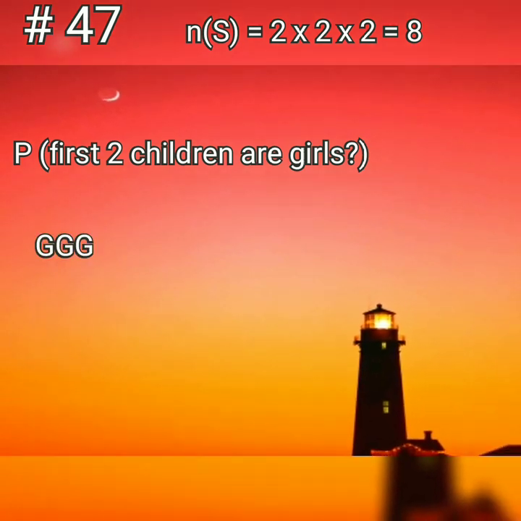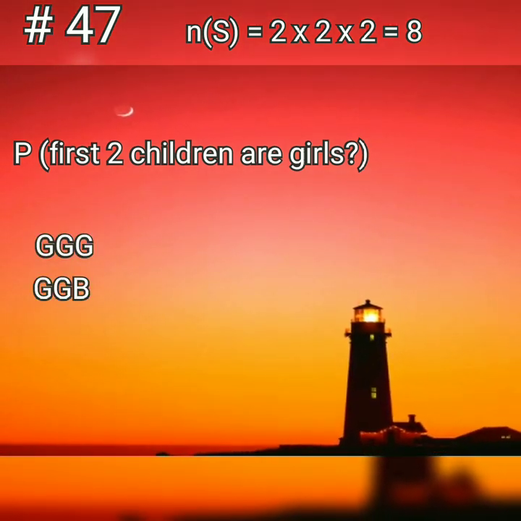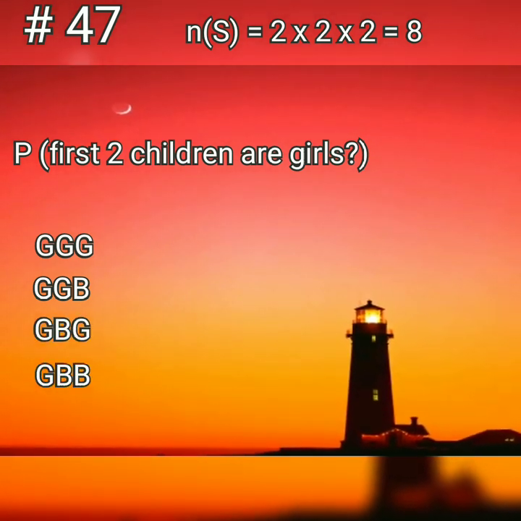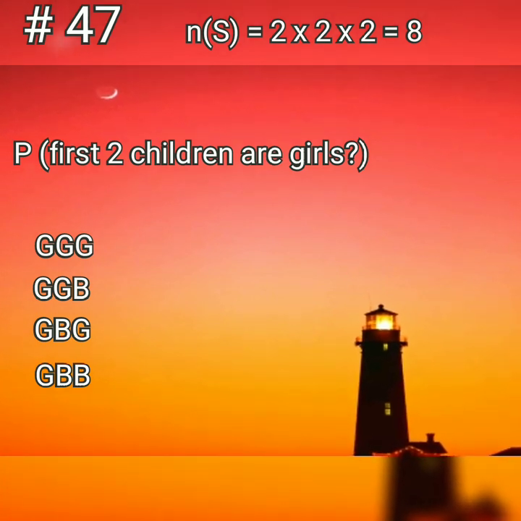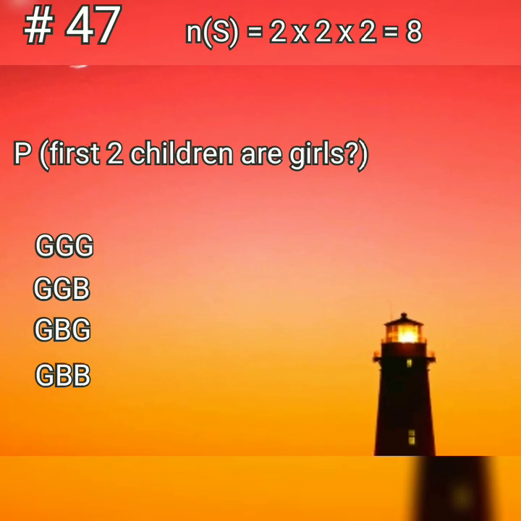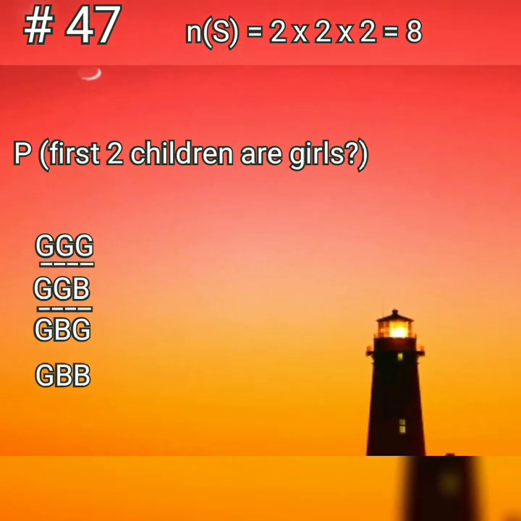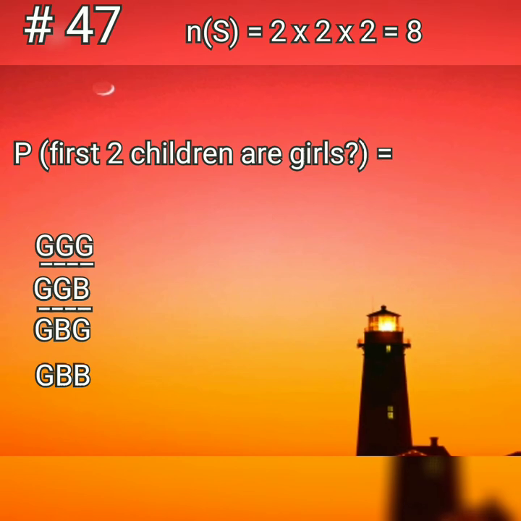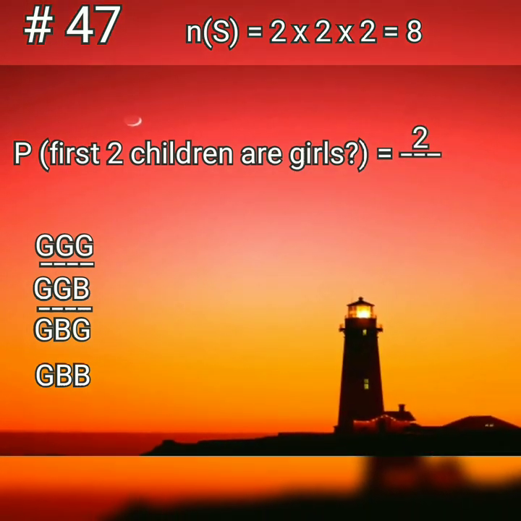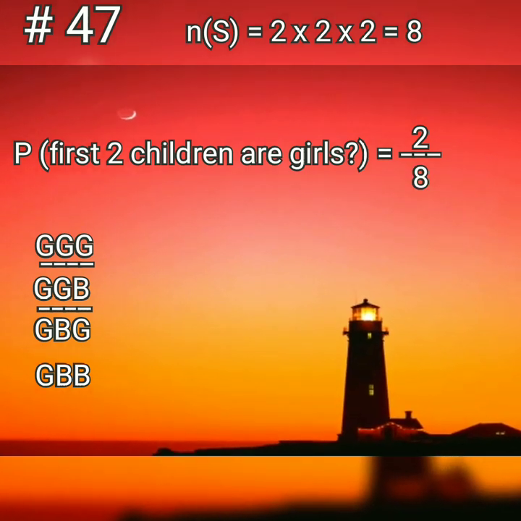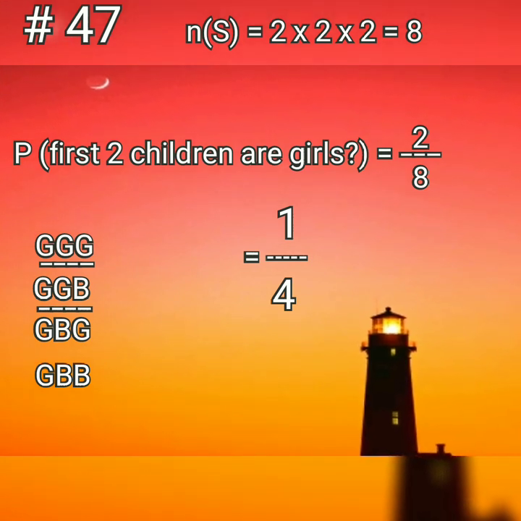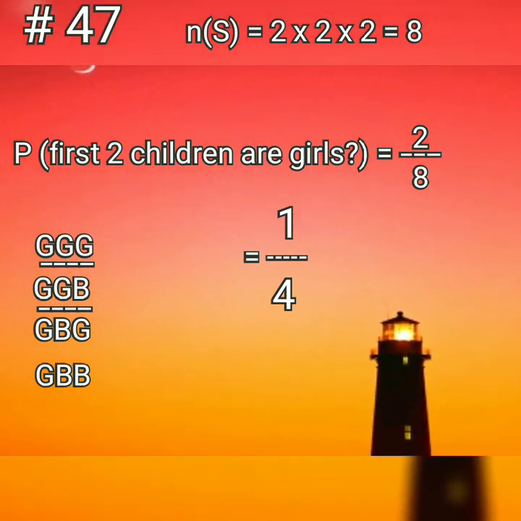That will be girl, girl, girl; girl, girl, boy; girl, boy, girl; girl, boy, boy. Observe that on the given list, there are only 2 which satisfy the given condition, and that is girl, girl, girl, and girl, girl, boy. So, the number of ways the event can occur is 2 all over the number of possible outcomes, which is 8, and 2 over 8 is equal to 1/4. The probability that the first 2 children are girls is equal to 1/4.